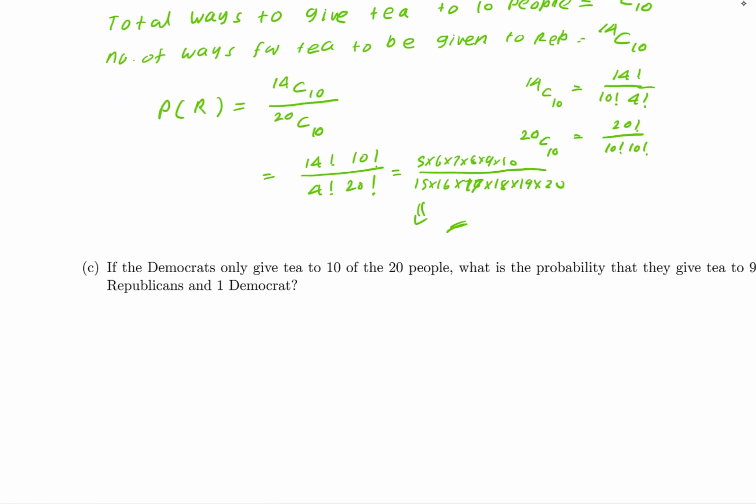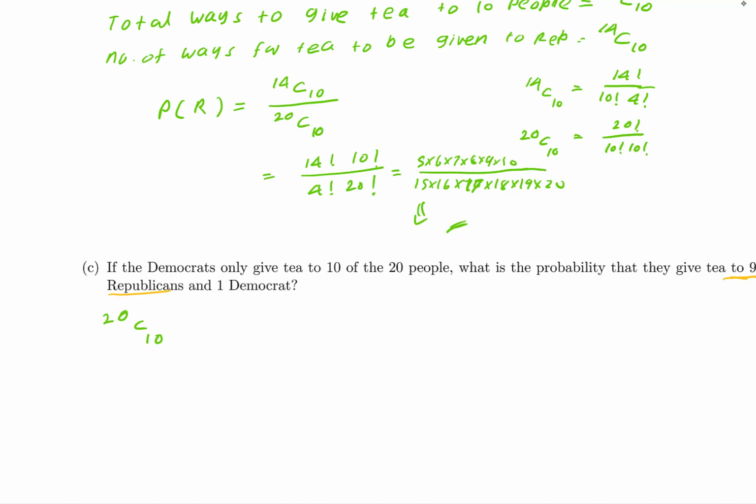So the last one: if the Democrats only give tea to 10 of the 20 people, what is the probability that they give tea to 9 Republicans and 1 Democrat? Right. Again, now we know they're asking probability. Now we know without any condition, there are 20C10 different ways, right? Right. Now, the number of ways, how do we pick? They pick the probability that 9 for the Republicans. So, how many Republicans do they have?